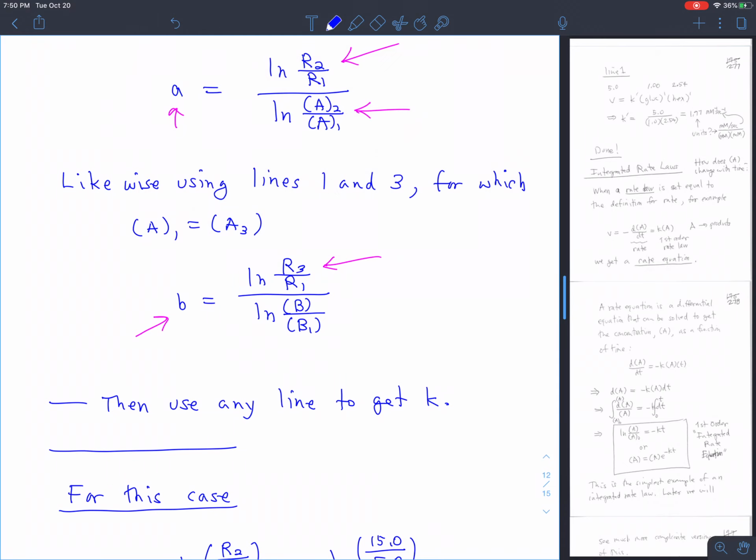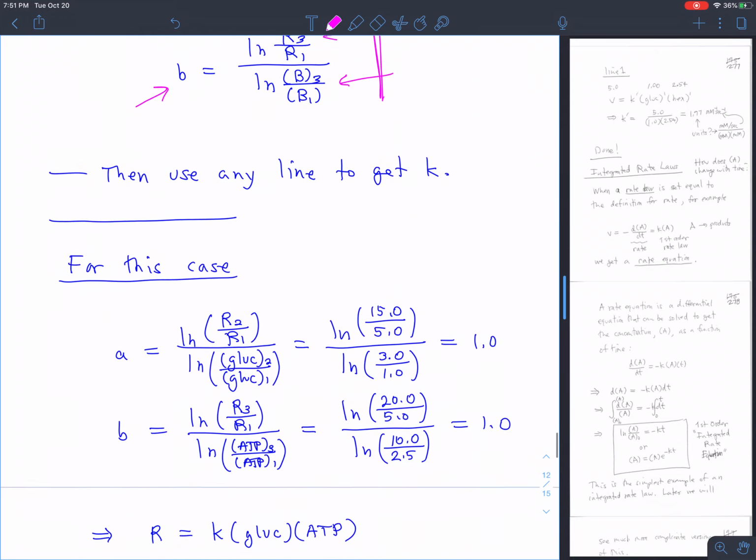I did make a mistake here. Okay. So that's the ratio of rates of 3 to 1 over the ratio of concentrations of B3 over B1. All right, so those are the general formulas, and if there were more products or more reactants involved in the rate law, it would be more complicated. You have more rows, but the idea would be the same.